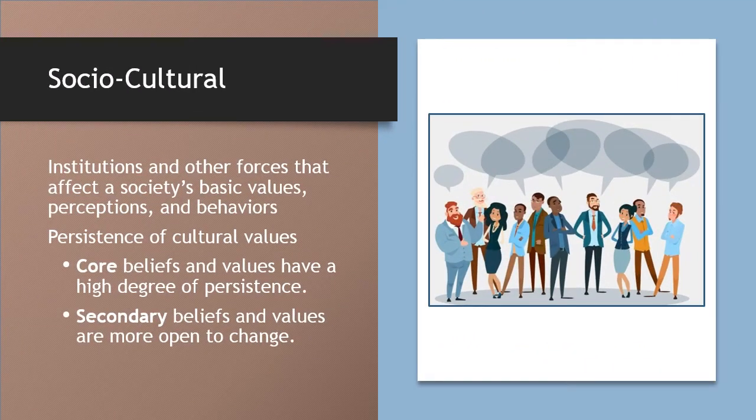The cultural environment consists of institutions and other forces that affect society's basic values, perceptions, preferences, and behaviors. Societies shape basic beliefs and values. People grow up in a particular society that shapes their basic values. They absorb a worldview that defines their relationship with others.